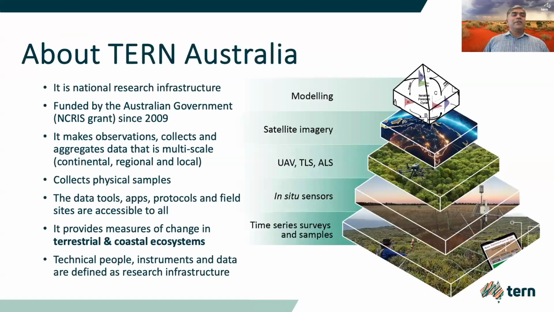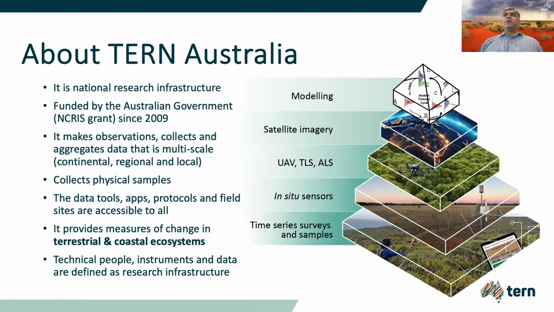So what is TERN? TERN is a national collaborative research infrastructure, funded through the NCRIS initiative. The project started in 2009. We are one of the 24 projects funded by NCRIS, and we are hosted at UQ. TERN basically collects and publishes terrestrial ecosystem data. Anything on the land, we do the monitoring, and then we publish those data as well.